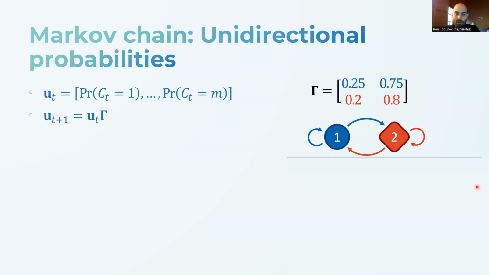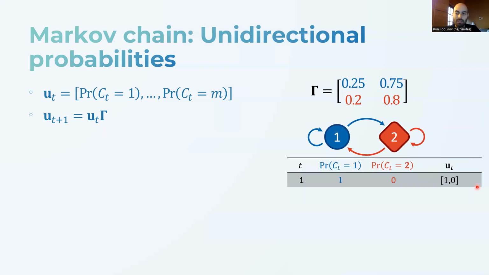So if we use the same Markov chain as before, let's assume that at time t, we know that the system is in state 1. So u_t is a vector 0, 1, or sorry, 1, 0. And to estimate the probability of each state at the next time step, we multiply u_t by gamma, and we see, as expected, that there's a 25% chance that we remain in state 1, a 75% chance that we're in state 2, right? That's what's predicted by the transition matrix.